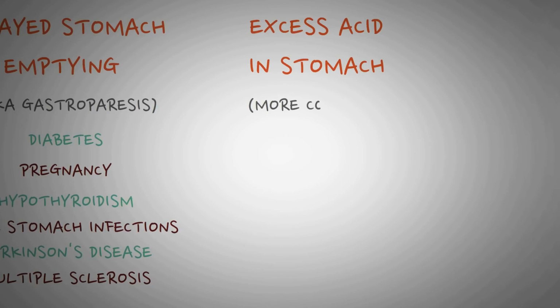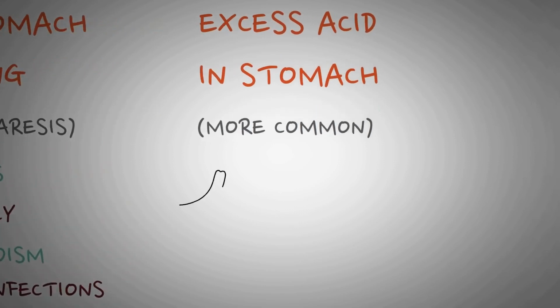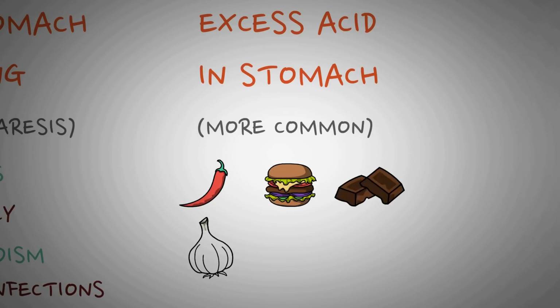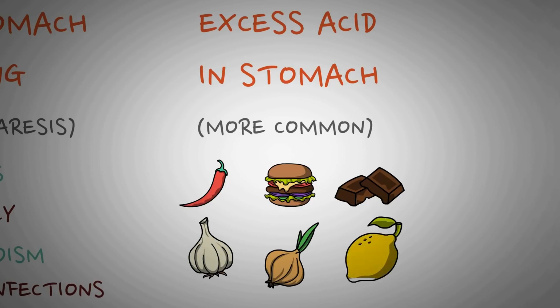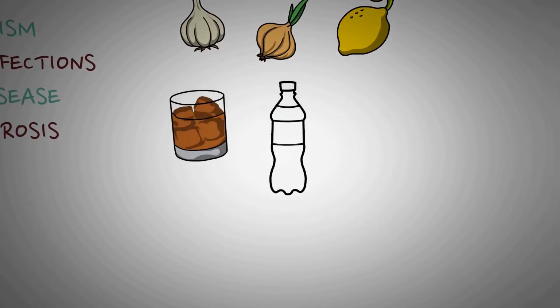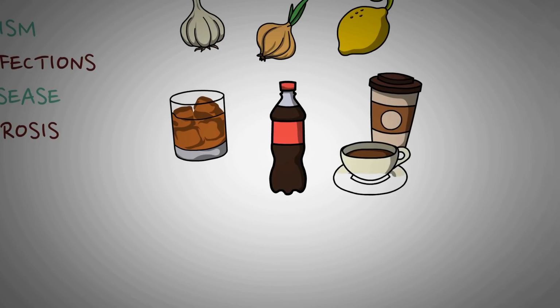The third main factor that leads to acid reflux disease is more common than the previous two, and that is the excessive production of acid in your stomach. Some of the most common causes are eating certain foods such as spicy or fatty foods, chocolates, garlic, onions, and citrus fruits, and drinking certain beverages like alcohol, carbonated drinks, coffee, and tea. Smoking is also one of the most common causes of hypersecretion of acid in the stomach.